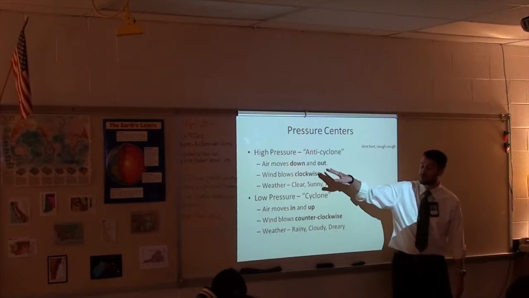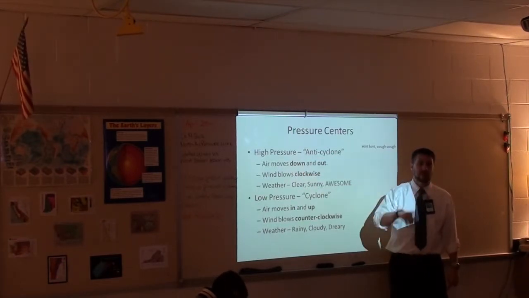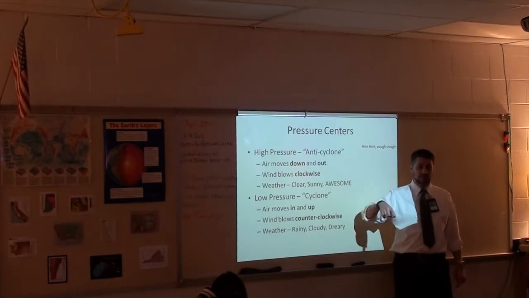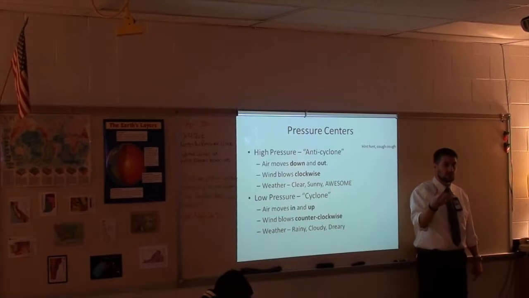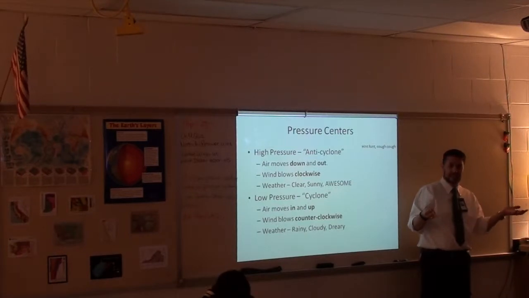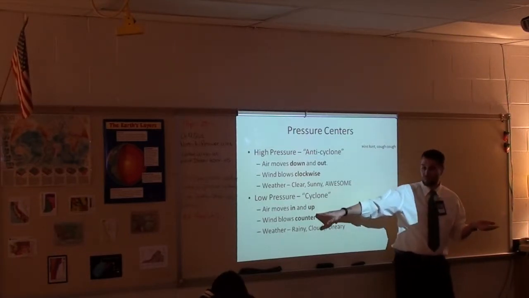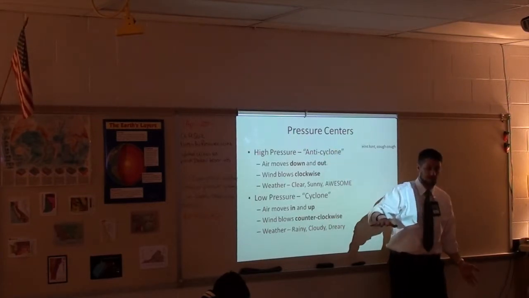In a high pressure system, the air is moving down. Do you guys remember how we drew convection and we drew all those convection cells? Any place where the air is coming down, when we're talking about wind, it's high pressure. Any place where the air is rising because you've added heat to it, it's low pressure. High pressure, down. Low pressure, up.